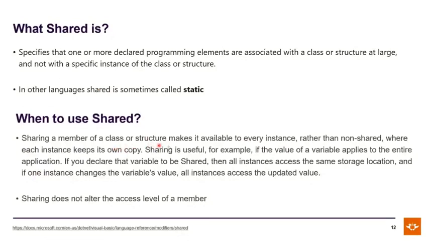So a shared member of a class or structure makes it available to every instance, rather than non-shared, where every instance keeps its own copy. So basically I have one variable, one piece of information that is accessible to all the objects. Okay, all the different instances. If it's not shared, they all have their own one and they don't let anyone see it. Shared is useful for the example given.